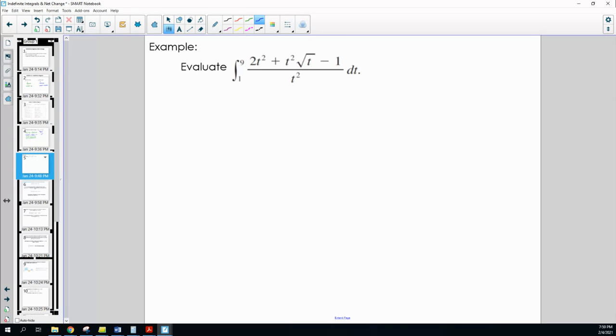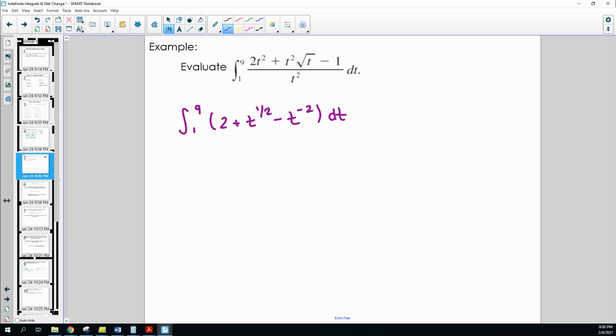Okay, so now we're going to look at a definite integral. This is just kind of like a repeat of what we were doing last class. Remember that there is no reverse quotient rule. So what we want to do is use algebra to simplify this a little bit. We're going to have the integral from 1 to 9, and if I divide everything by t squared, I'm going to have 2 plus t to the 1/2 minus t to the negative 2 dt.